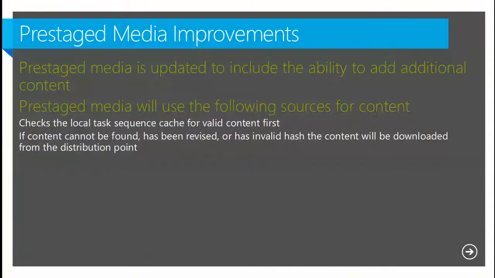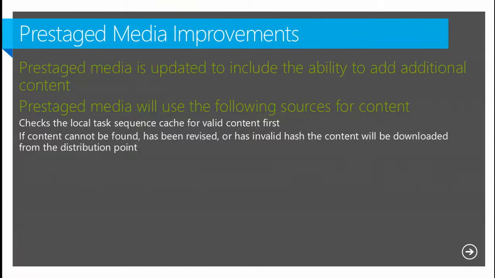So the next item I want to talk about is the pre-stage media improvements. Basically, what we've done in SP1 is, prior to SP1, pre-stage media basically allowed you to put down the operating system image, right? It'll let you lay down the WIM file, and that was pretty much it. What that lacked was, typically we'll have a bunch of applications and things that you also want to include, and you couldn't do that previously.